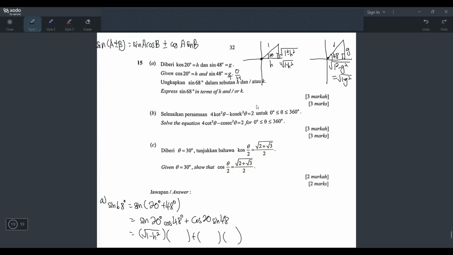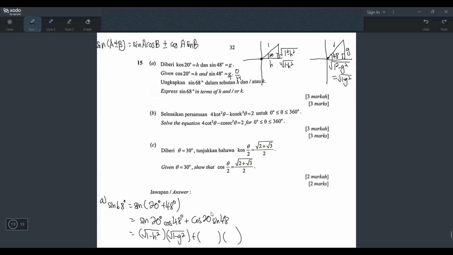Cos 48. When you do cos 48, you will not refer to this first diagram, you will refer to the second diagram. And you will go look for adjacent and hypotenuse. Because cos is adjacent over hypotenuse. The adjacent is square root of 1 minus G square, and the hypotenuse is 1. So divide by 1, no need to write it also can.